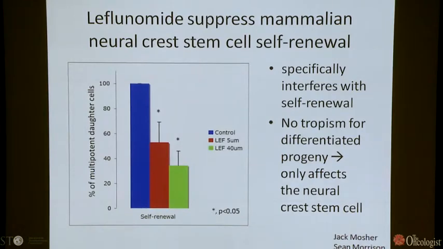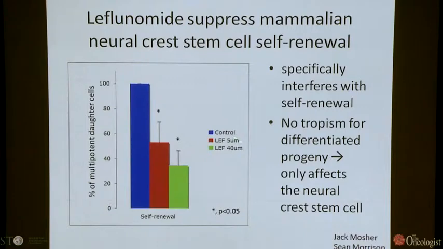So to ask at what level the small molecule was working, we turned to a collaboration with Sean Morrison, then at the University of Michigan, now at UT Southwestern, to ask, does leflunomide affect the ability of neural crest stem cells in a mammalian system to self-renew? Because we saw numerous derivatives affected, and so we assumed that it must be working at the level of the stem cell. What he did is he isolates neural crest stem cells freshly from a rat sciatic nerve, and then does a replating assay, essentially a self-renewal assay.